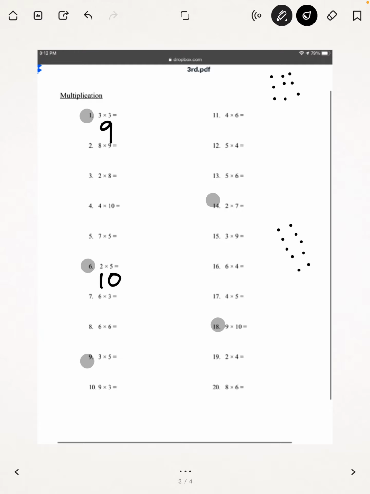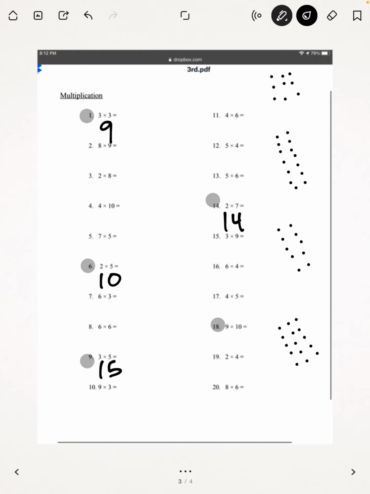Okay, 3 times 5. You could do 3 plus 3 plus 3 plus 3 plus 3, or you could do 5 plus 5 plus 5, or you could do 1, 2, 3, 4, 5, and if you count it up, it equals 15. 2 times 7 basically means 7 plus 7. That's the easier way. Or you could draw those dots, and you count it up, it equals 14.